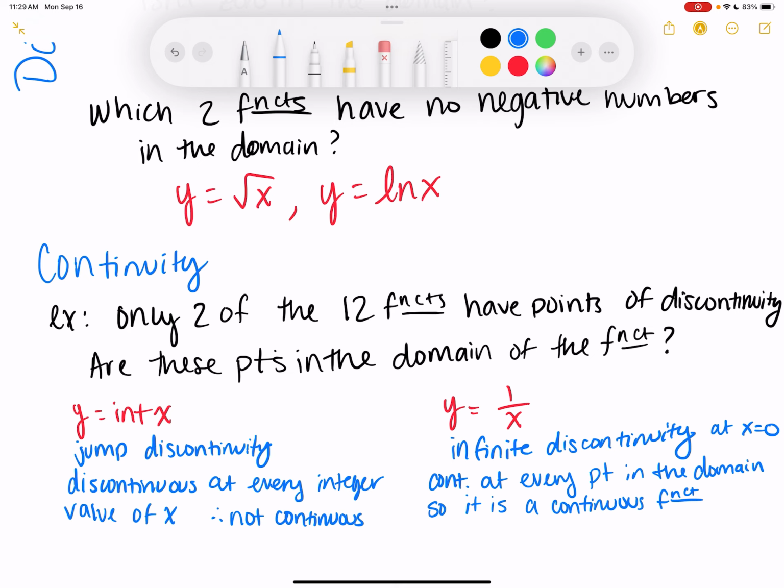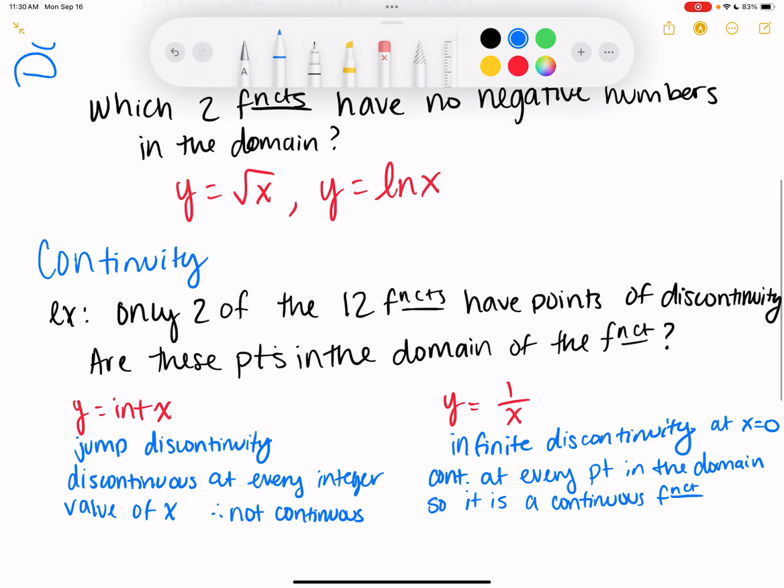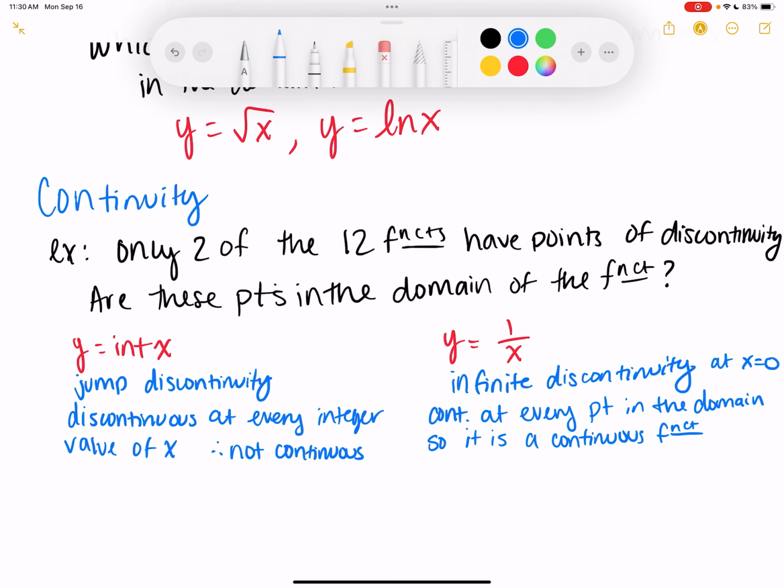I'm not as worried about you knowing the lengthy stuff that I wrote underneath. You would just need to be able to tell me which two have points of discontinuity. All right, so that's a question about continuity.